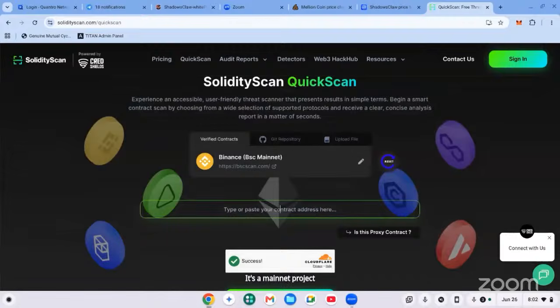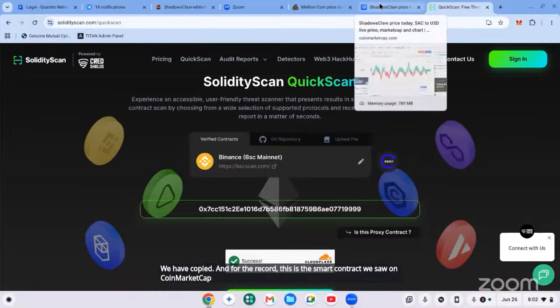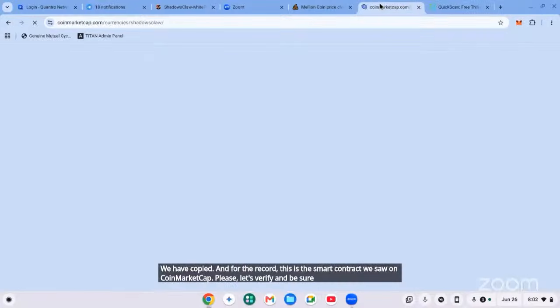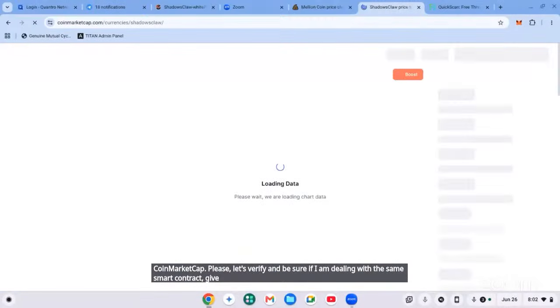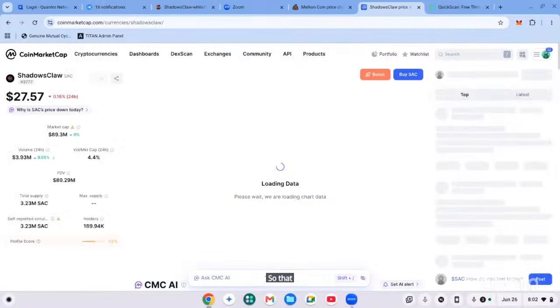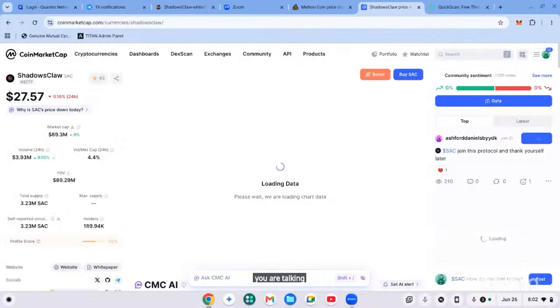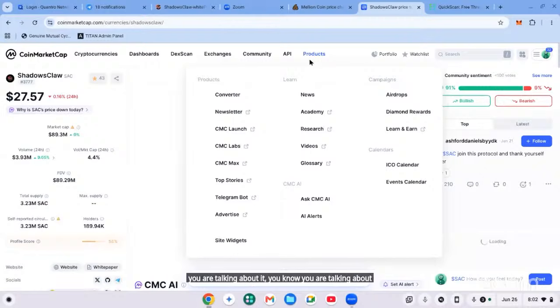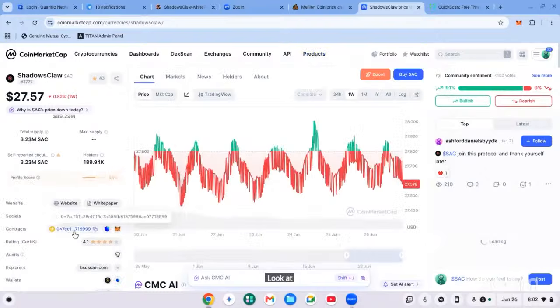So what we're going to do now is paste the smart contract we have copied. And for the record, this is the smart contract we saw on CoinMarketCap. Please, let's verify and be sure I am dealing with the same smart contract. Give me the next 5 minutes, we should be done. It's important we lay out some of these things so that when you are talking about it, you are talking about the same thing. Look at the contract address here, 7cc 7cc and the rest.